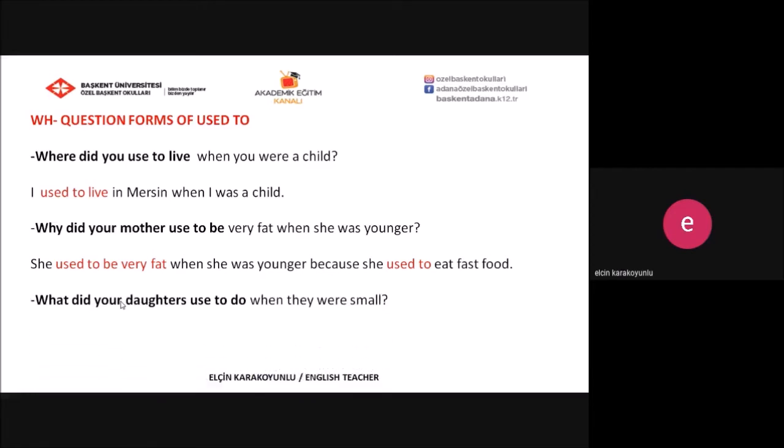And the other one, what did your daughters used to do when they were small? They used to cry a lot when they were small. It means that they don't cry anymore.